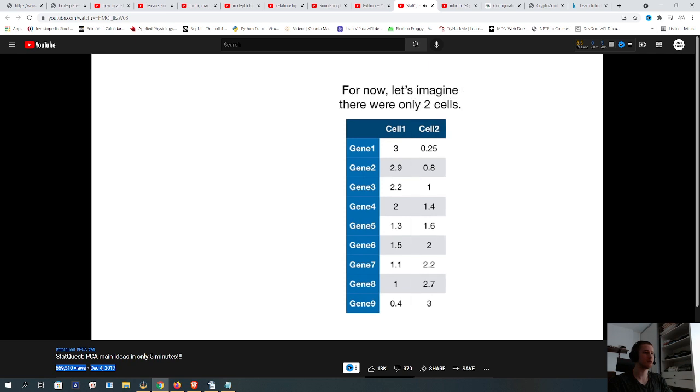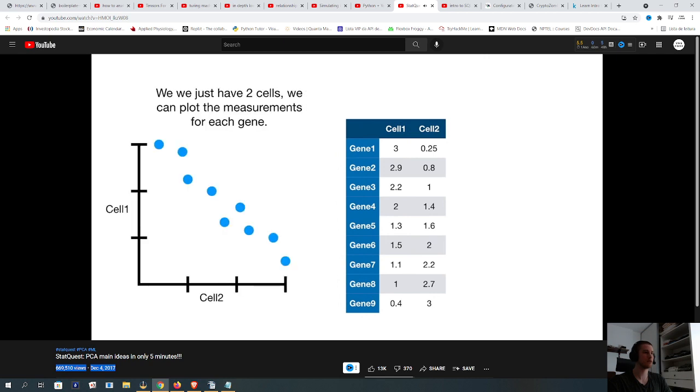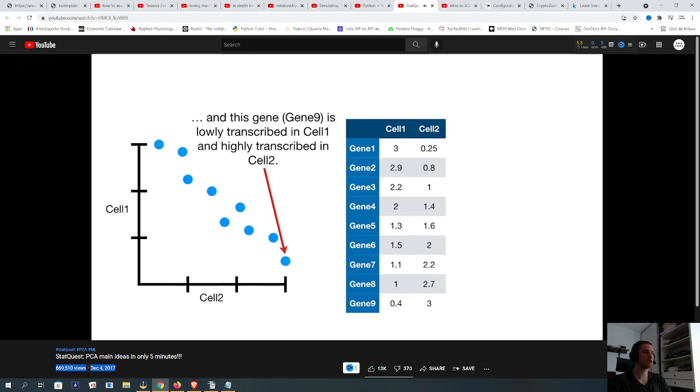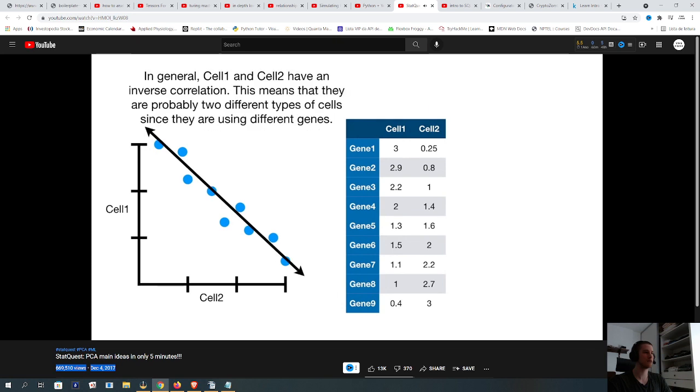For now, let's imagine there are only 2 cells. If we just have 2 cells, then we can plot the measurements for each gene. This gene, gene 1, is highly transcribed in cell 1 and lowly transcribed in cell 2. And this gene, gene 9, is lowly transcribed in cell 1 and highly transcribed in cell 2. In general, cell 1 and cell 2 have an inverse correlation. This means that they are probably 2 different types of cells since they are using different genes.